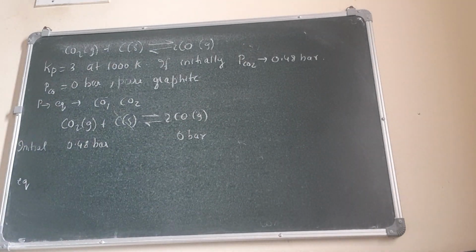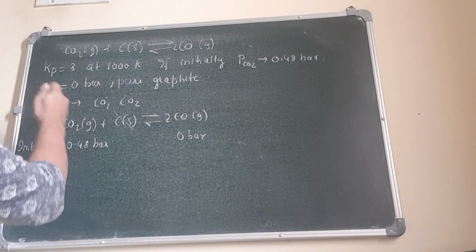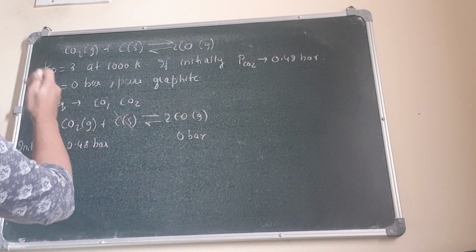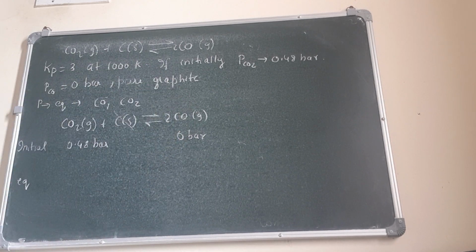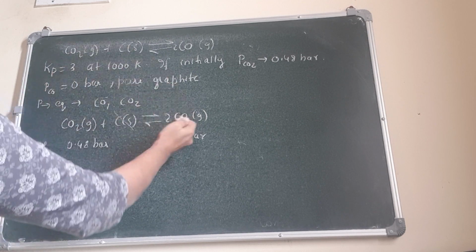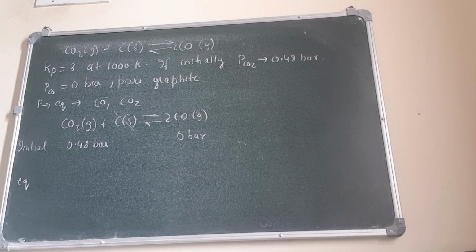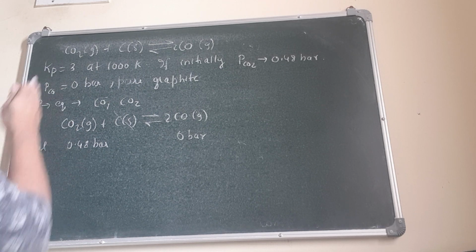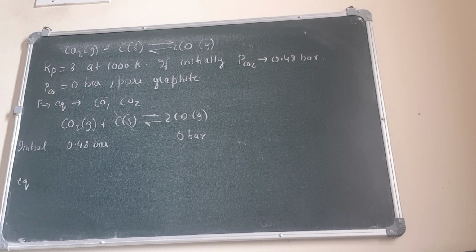Let us now understand, initially there was some pressure and eventually when the reaction is proceeding, some of it is converted into carbon monoxide, correct? So if in terms of moles we say X moles got converted into carbon monoxide, the pressure of the carbon dioxide will be lesser. Why? Because pressure is basically created because of the collision. Now if there are more molecules, more moles, there will be more collision, so more pressure. Now initially it was 0.48 bar of pressure, that is for carbon dioxide.